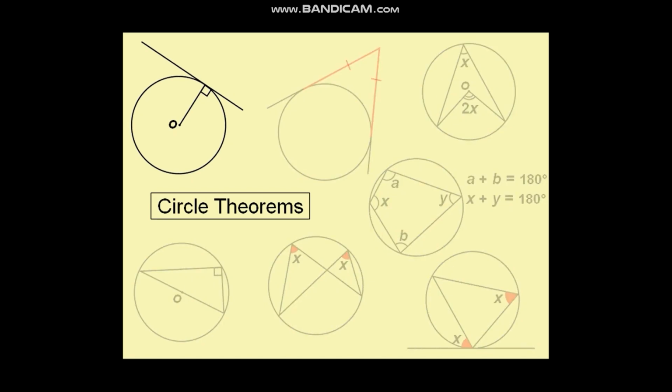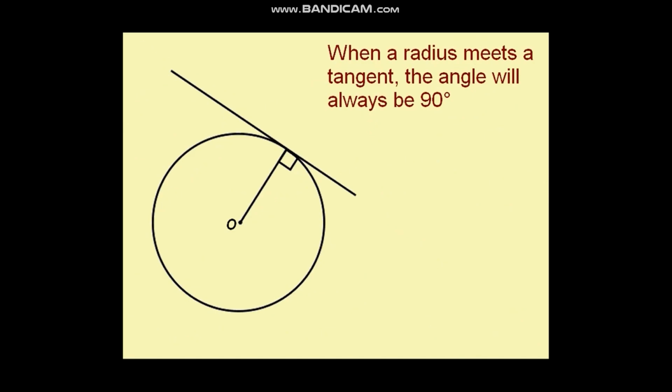Let's look at this first one. When a radius meets a tangent, the angle that it makes will always be 90 degrees. Obviously, this works for diameters as well.